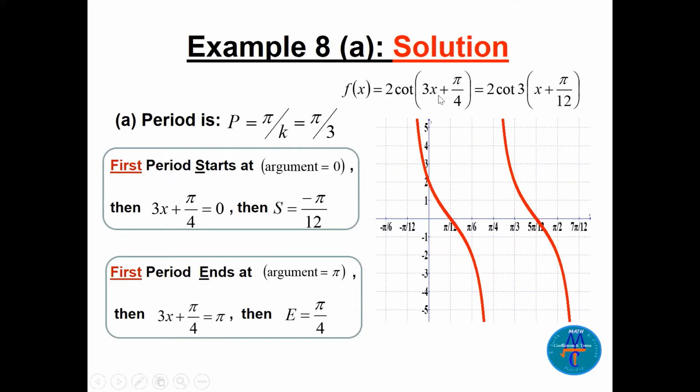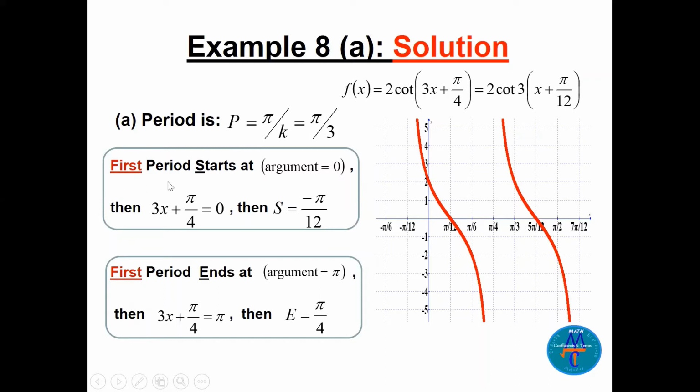So let's see. This is 2 cotan of 3x plus pi over 4. You can take 3 out if you like. Then it becomes 3 times x plus pi over 12. These are the same function, in different forms. With this one you can find the correct argument, and with this one you can find the shifting. See, x plus pi over 12 means on the left you see minus pi over 12. Because the cotan at the beginning goes from 0 to pi, it now shifts to the left.